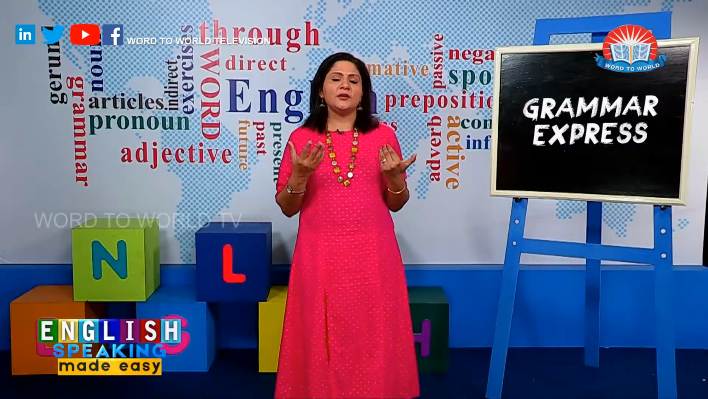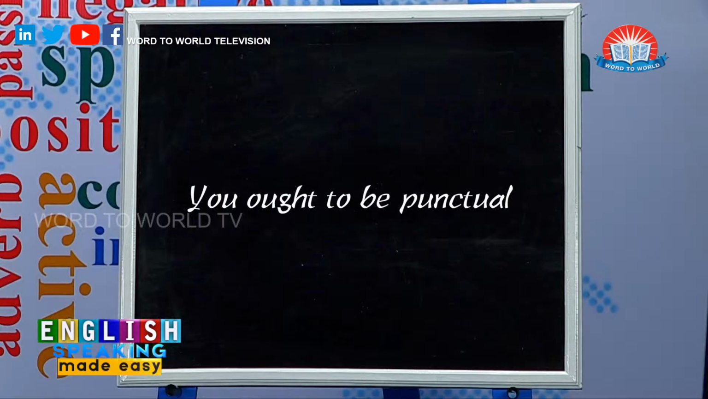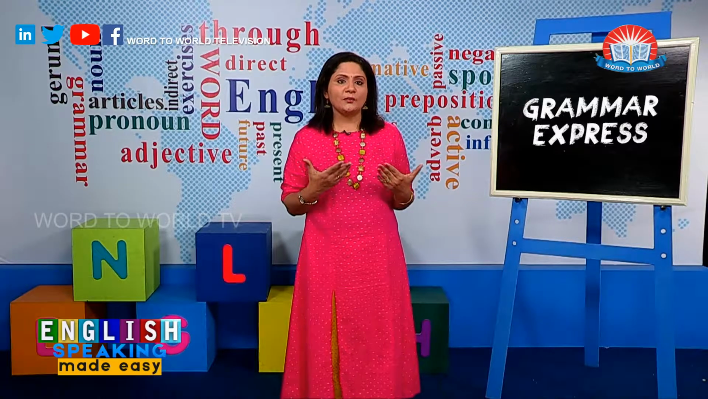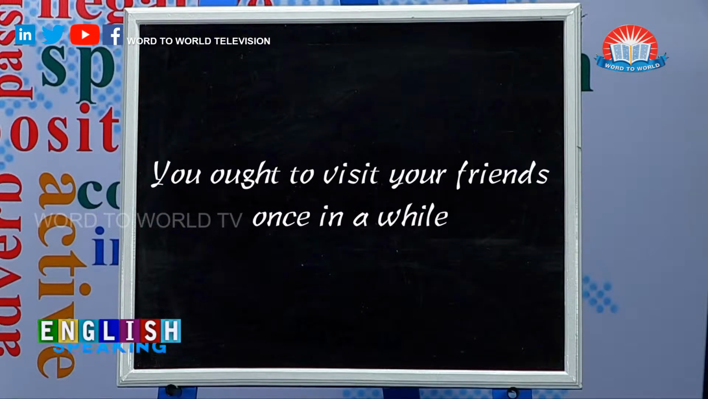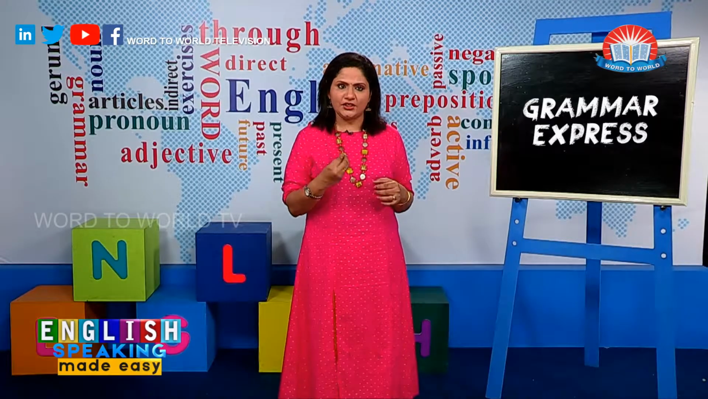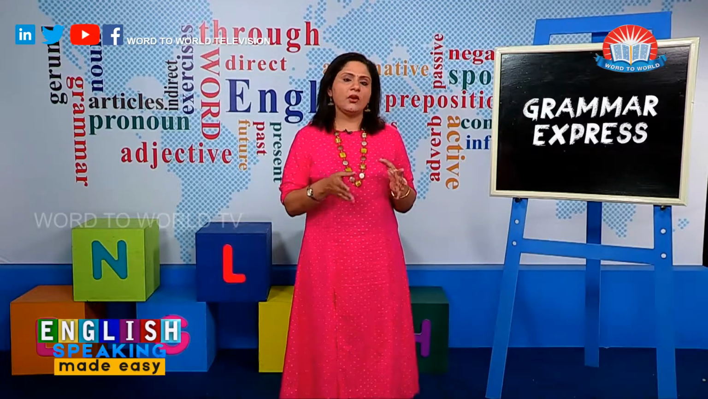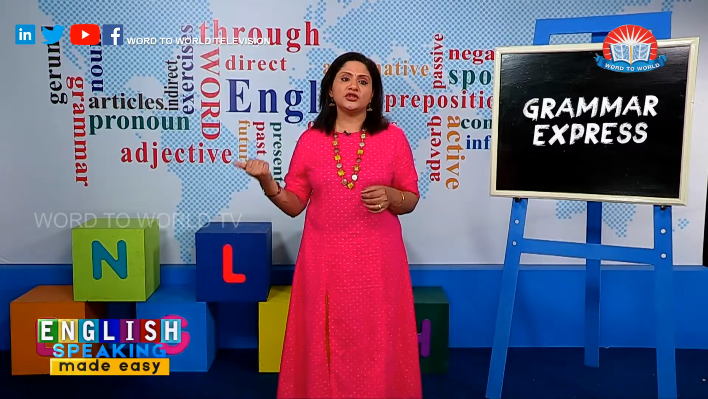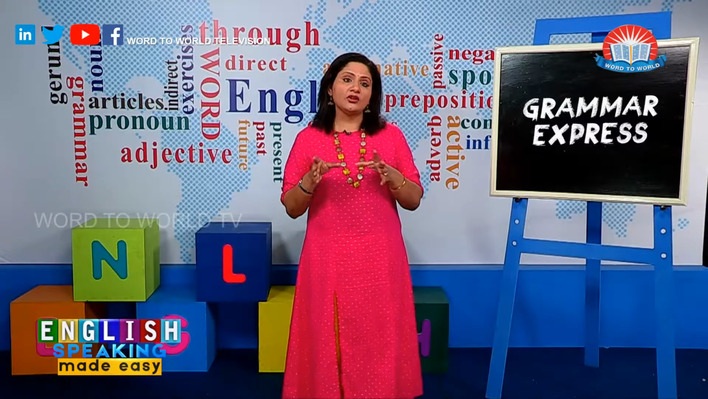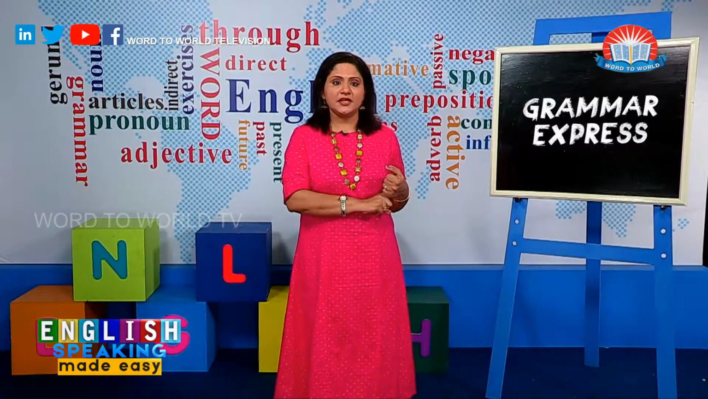So, when you say you ought to be punctual, it's your duty, it's an obligation. We ought to help the poor. You ought to visit your friends once in a while. See, in these sentences, it's an obligation, a duty that you need to do. And ought generally points to a present or a future time. There are times when ought can also denote the past, but this is when it is followed by a perfect infinitive in these kinds of sentences.